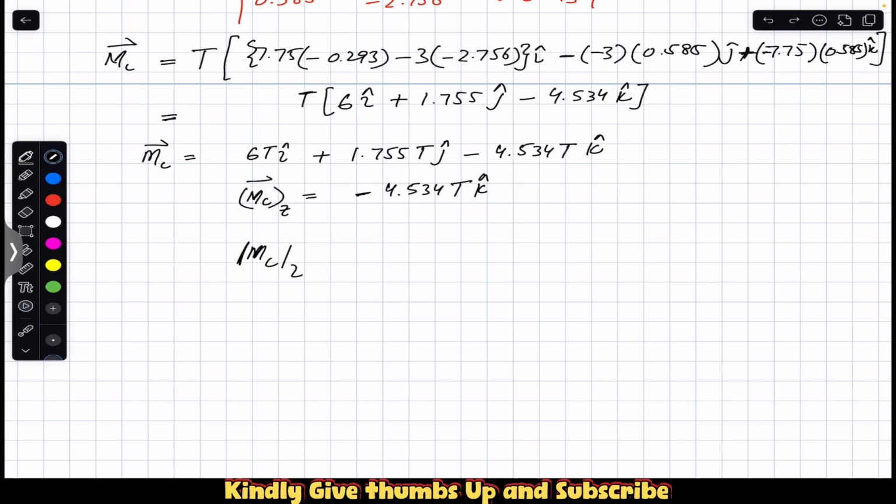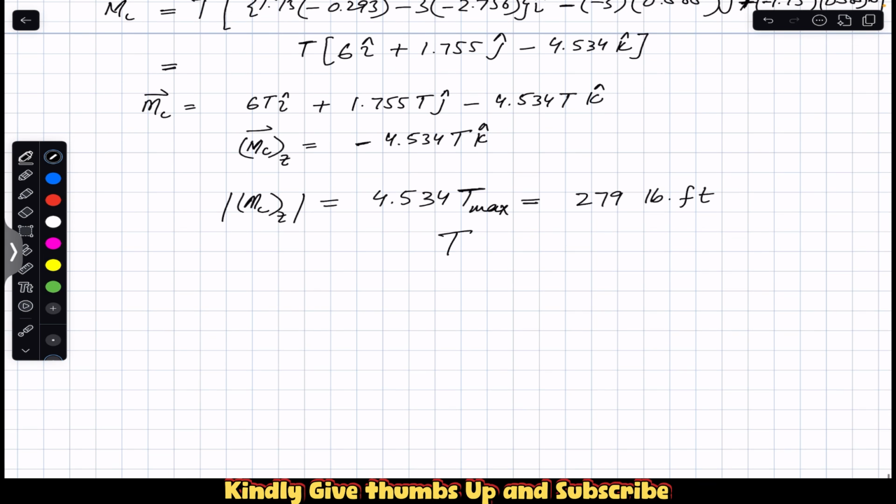the magnitude of M_Cz, that is equal to 4.534 T, which the problem says must not exceed 279 pound-feet. So that will give us T max. Now we can say that T max is equal to 279 pound-feet.